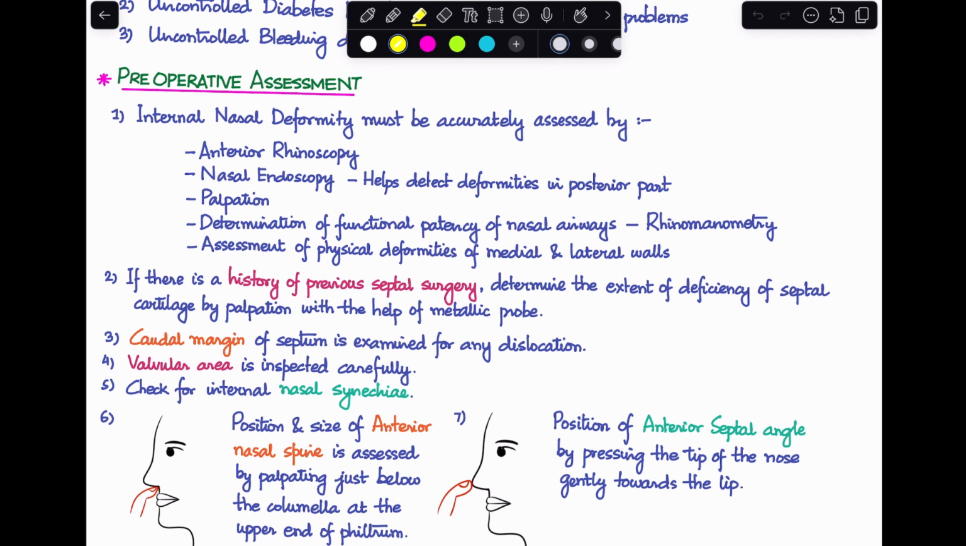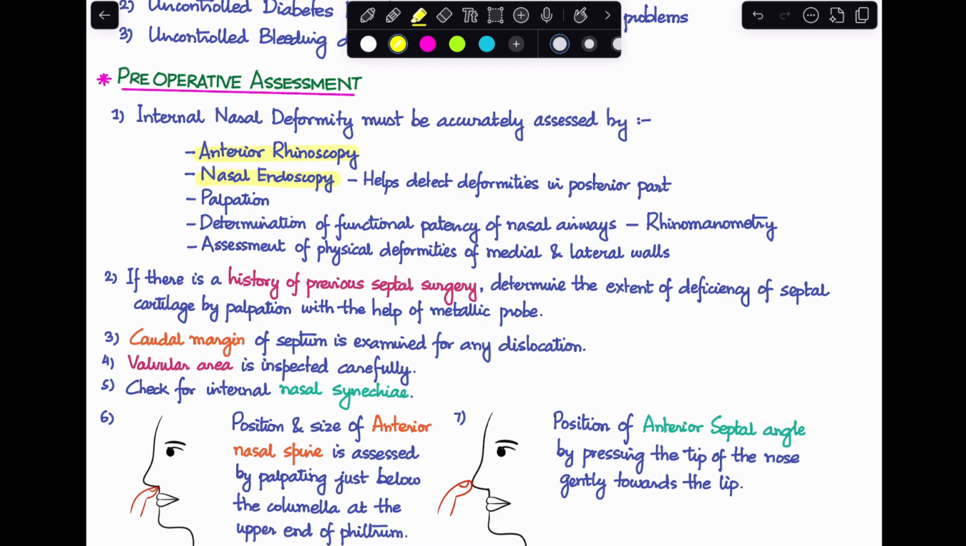First of all, the internal nasal deformity needs to be properly assessed. What are the things we should be doing? We should be performing an anterior rhinoscopy. We should perform a nasal endoscopy. This will help us in detecting deformities, especially in the posterior part, which may not be as easily visible to you when you do anterior rhinoscopy.